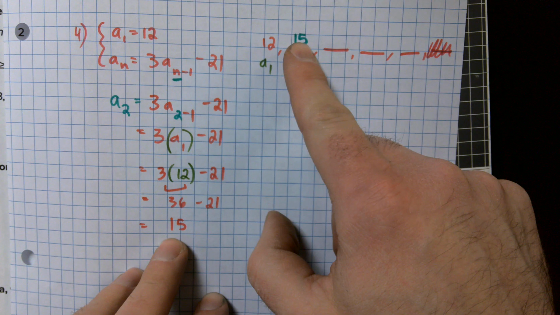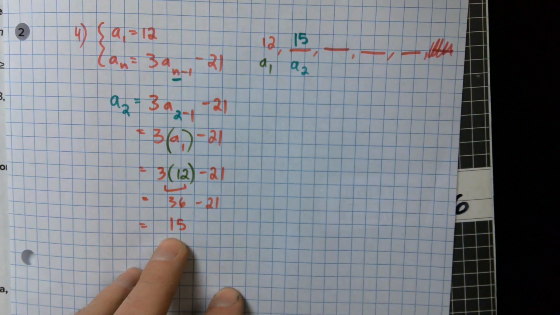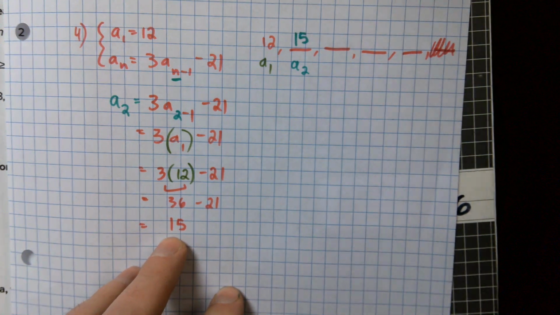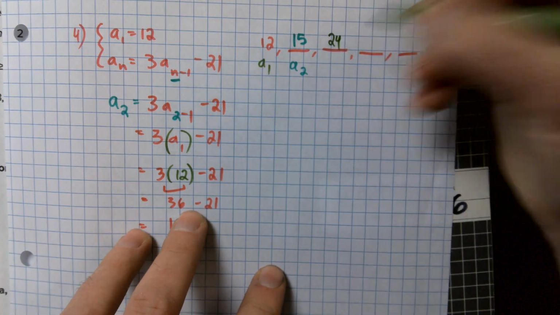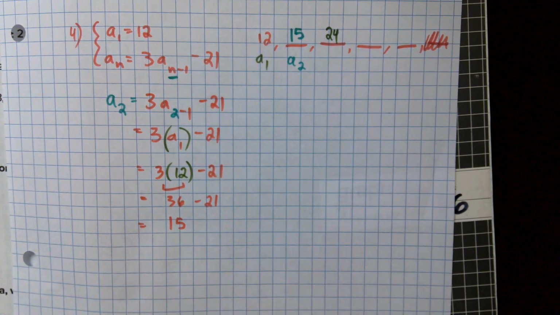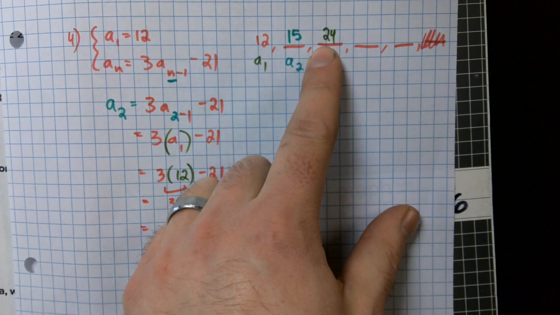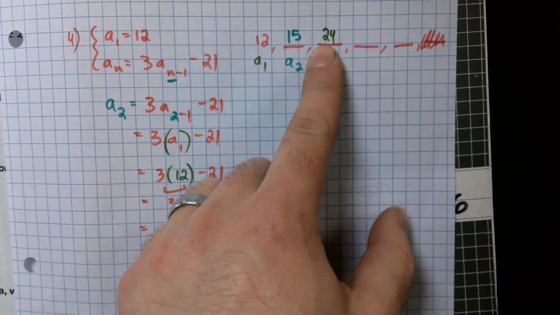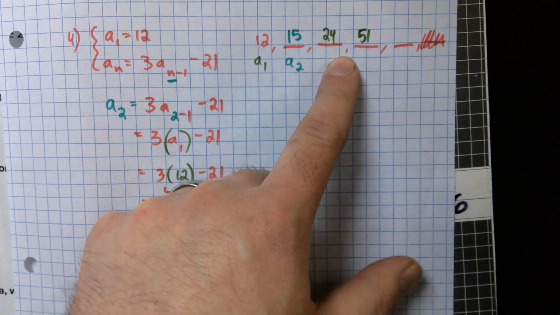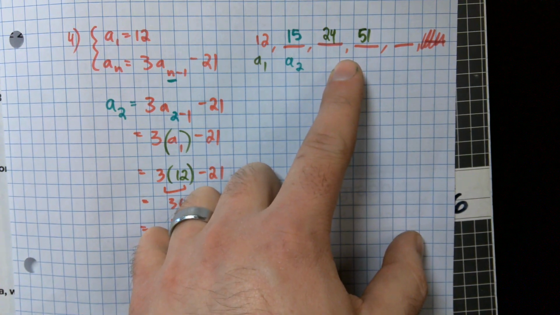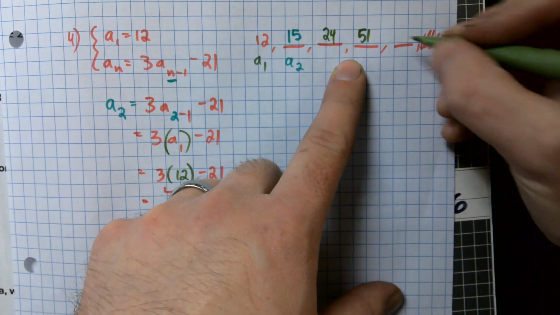So what is 15 times 3? 45. Let's do it right here. 15 times 3 is 45. Minus 21, that gives me 24. Okay? Now I take 24. 24 times 3 is 72. Minus 21 is 51. 51 times 3 minus 21 is 132.